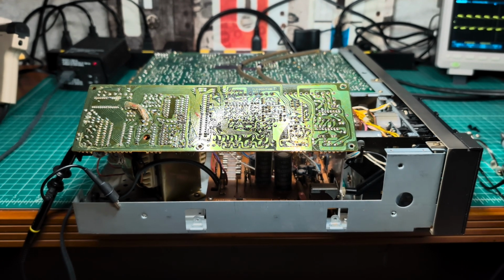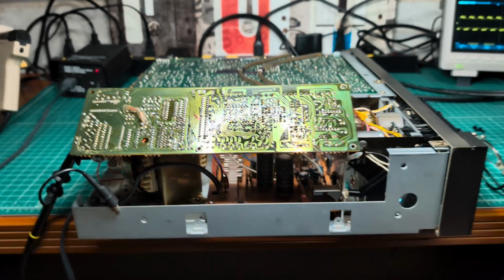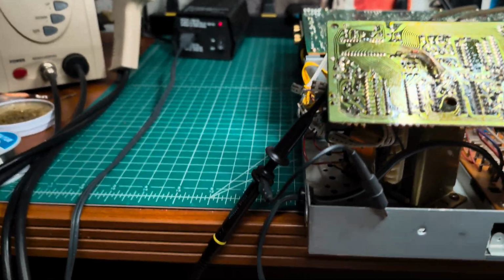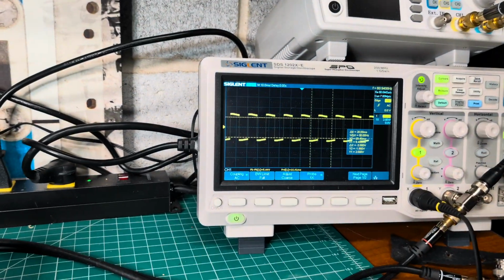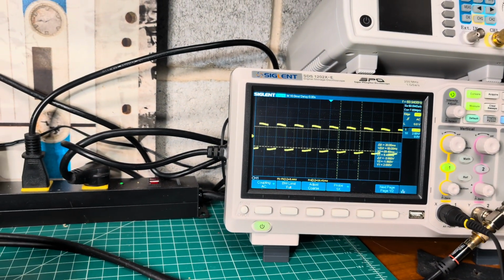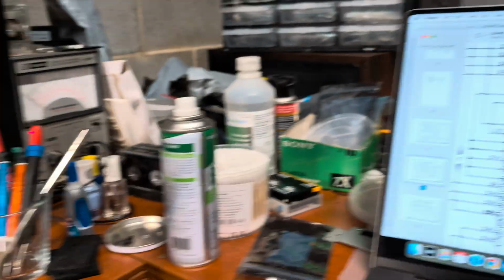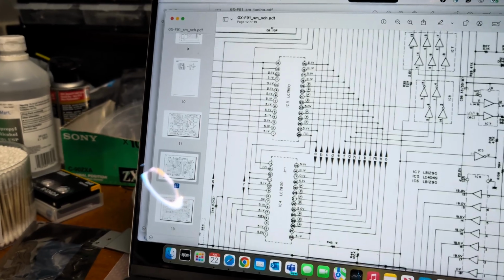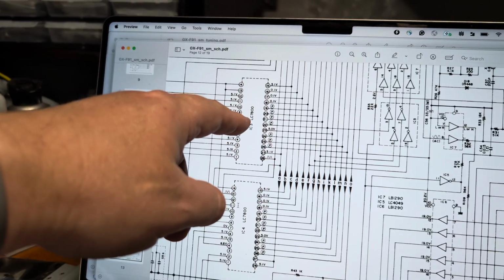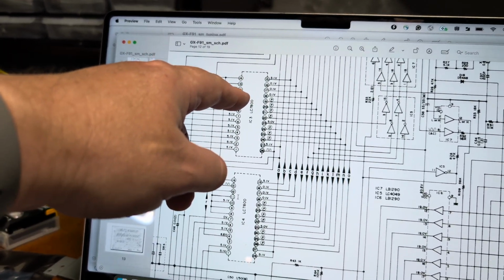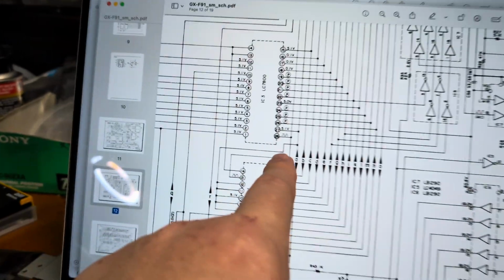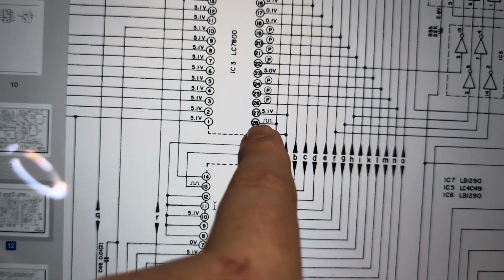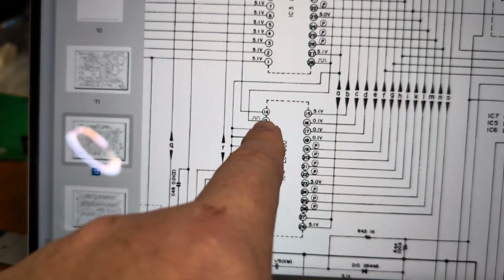Hey guys, I confirmed that I found the problem. So technically I'm measuring with my oscilloscope. This is the switch signal, which switches between first and second LC7820s, right? So this signal is right here. It goes to pin 28 and pin 13.